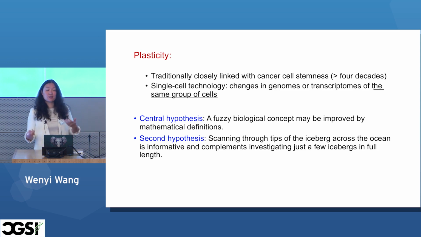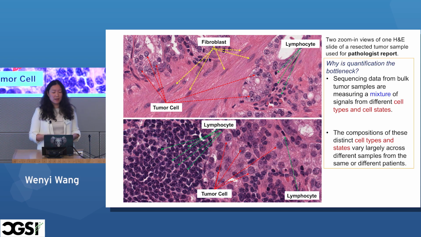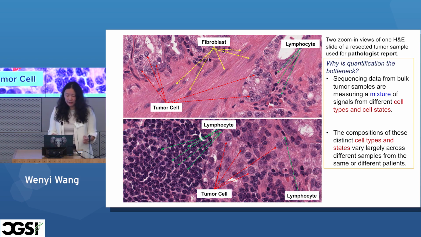One may ask, this is exactly what cancer researchers have been doing over the past 20 years with very limited findings. And that is because accurate quantification has been a bottleneck, and that is due to tumor heterogeneity.